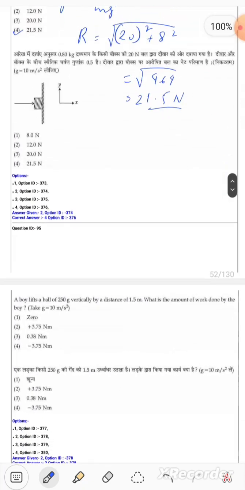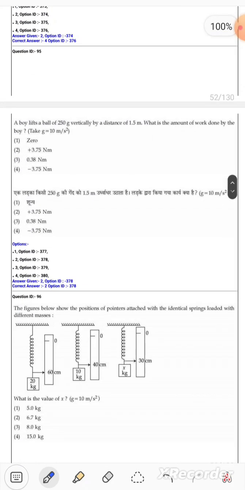Next question is question number 95. A boy lifts a ball of 250 gram vertically by a distance of 1.5 meter. What is the amount of work done by the boy? So it is a very easy one. As the boy is moving in the upward direction, the boy is doing the positive work, and work done, we know, is mgh. 250 gram means 250 by 1000 kg. g is 10 and h is given 1.5 meter.